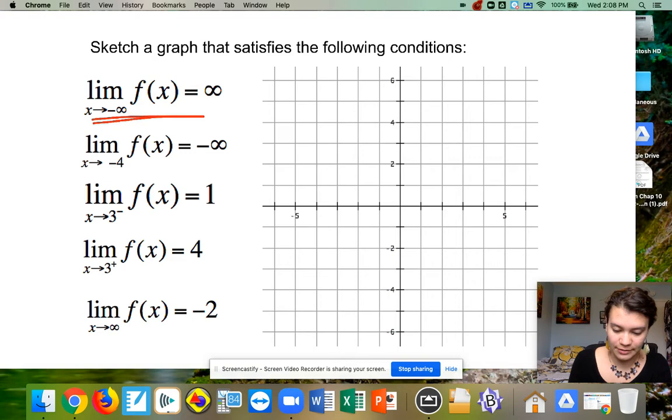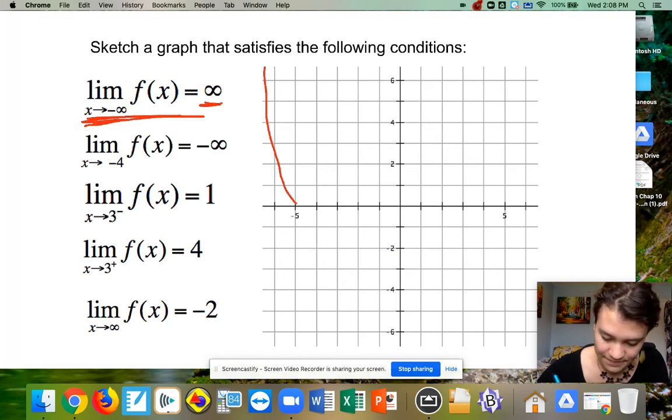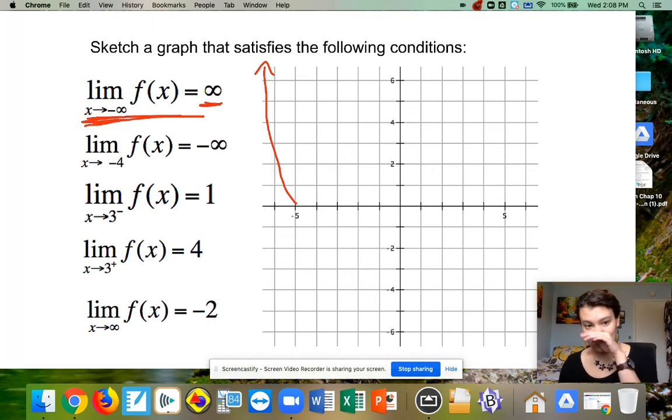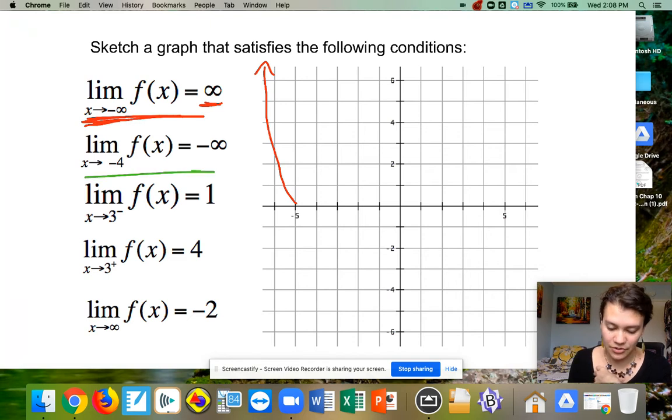So you're gonna start here. This says as x gets really small or x goes to negative infinity, we want the y to go to positive infinity. So sketch something that would look like this. It doesn't have to be perfect. It doesn't have to be the exact right thing, but going in the right direction. And then you're gonna go to the next one.